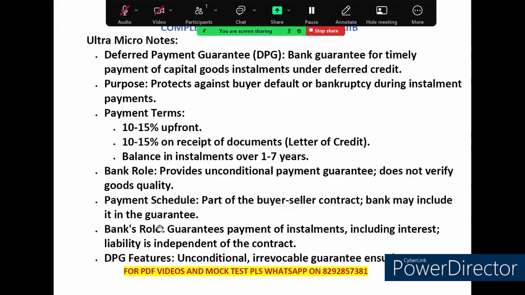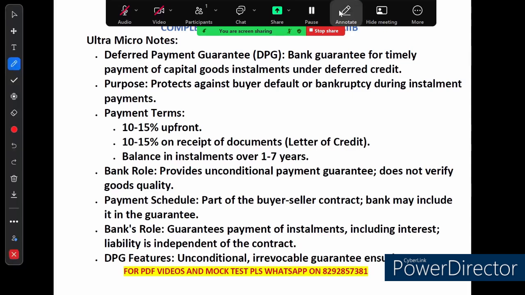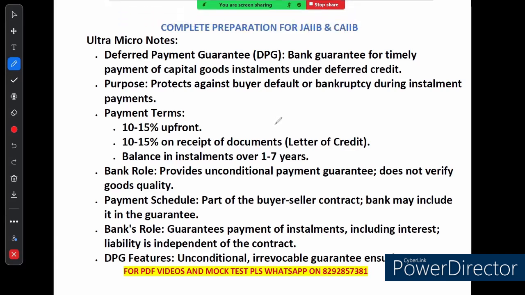Let's begin with the first concept that we have. In the first slide, we are going to break down a key concept in banking that is called DPG. What is DPG? Deferred payment guarantee and bill finance. Now, a DPG is a promise by the bank to pay for goods bought on installment.